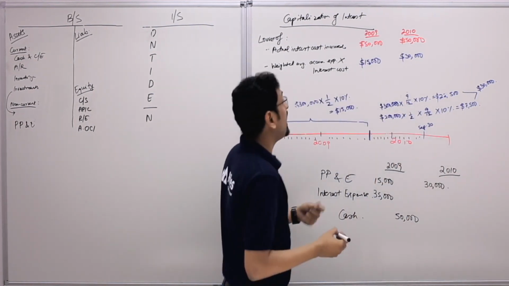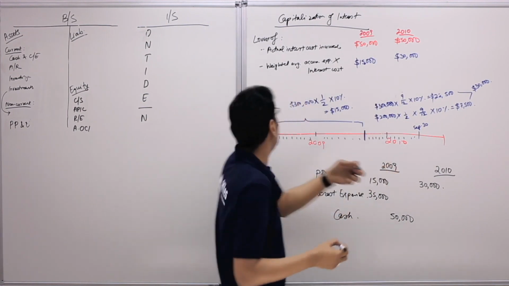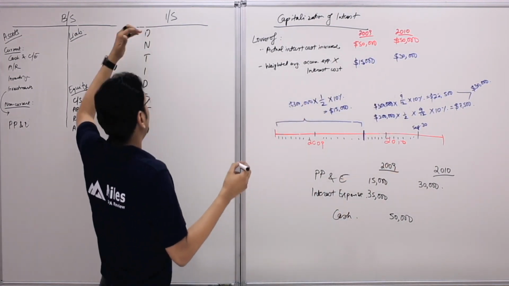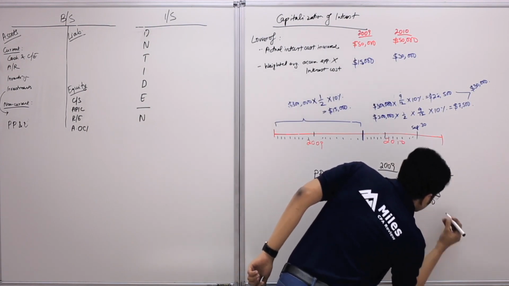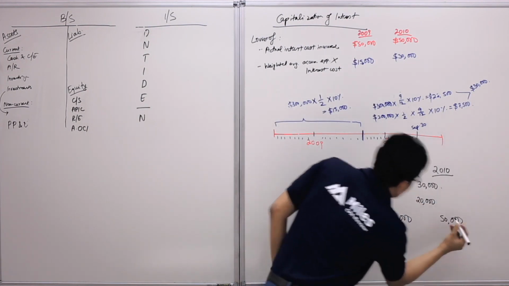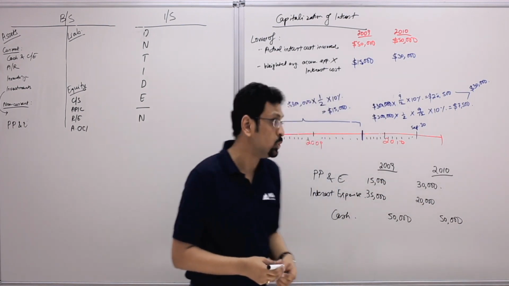But how much was actually incurred? 50. So the remaining 20, that goes on your income statement as a non-operating expense. So that becomes $20,000, 50 in total. So these are the journal entries that you would have for the 2 years.